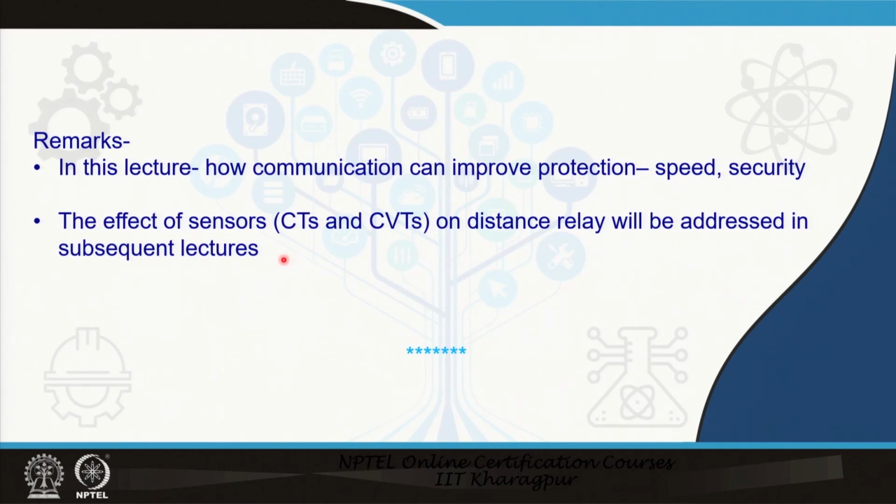Through this we complete the module on distance relay. One perspective we will address again on distance relay is the sensors, current transformers and the capacitive voltage transformer, and their transient influence on distance relay performance. We will discuss that in the subsequent lectures. Thank you.